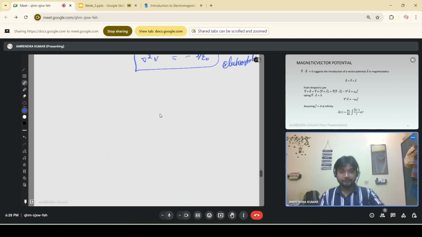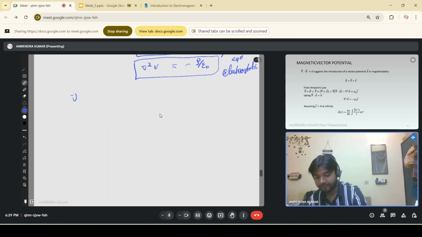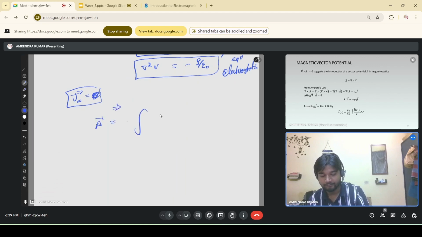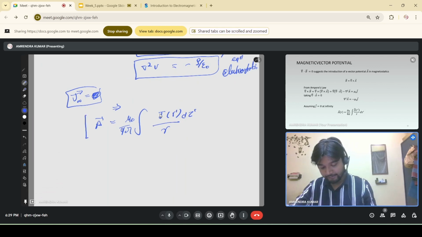Now if this is true and assume that J is 0 at infinity, then A can be written as mu 0 over 4 pi integral of J, you no longer can write I because you are writing J density, d tau, volume, over distance r. So this is how we can define this now.